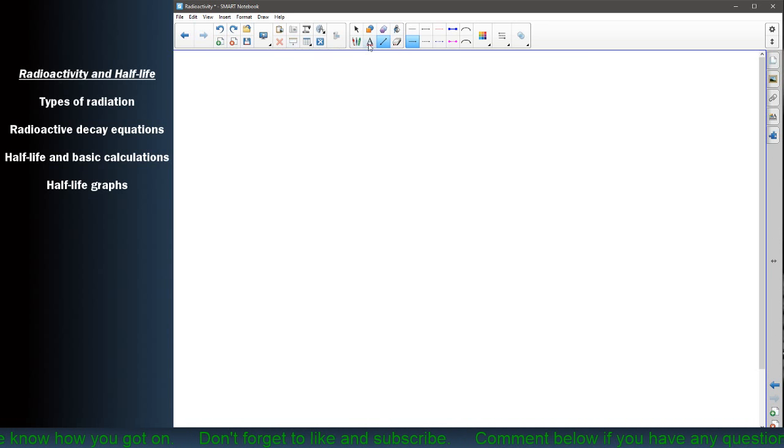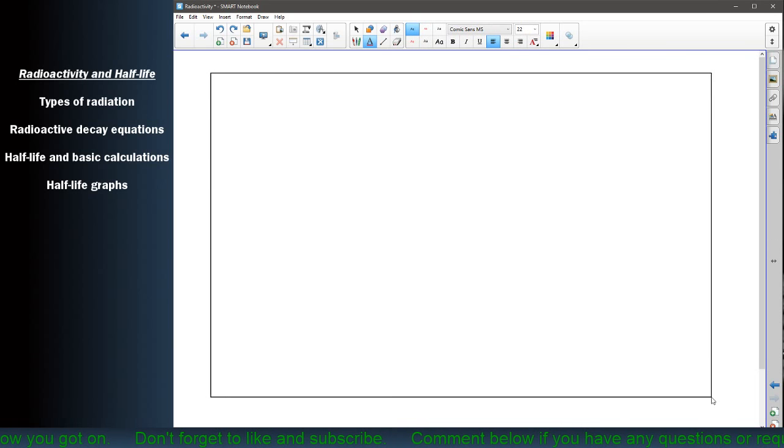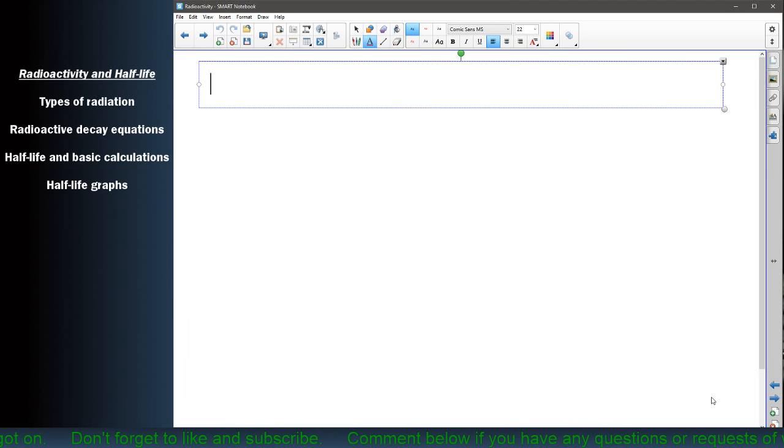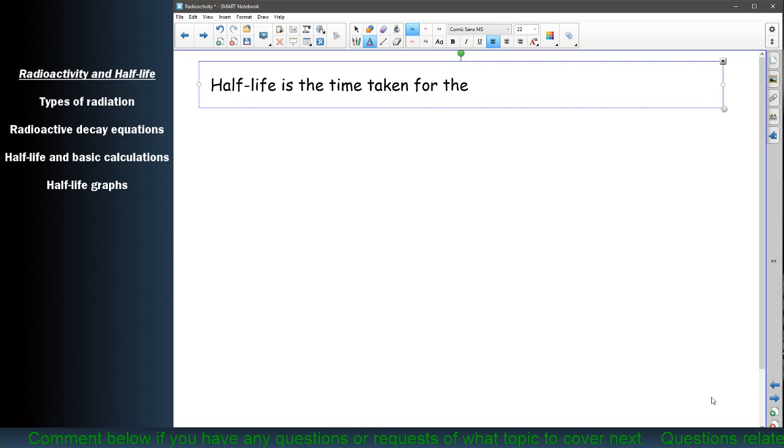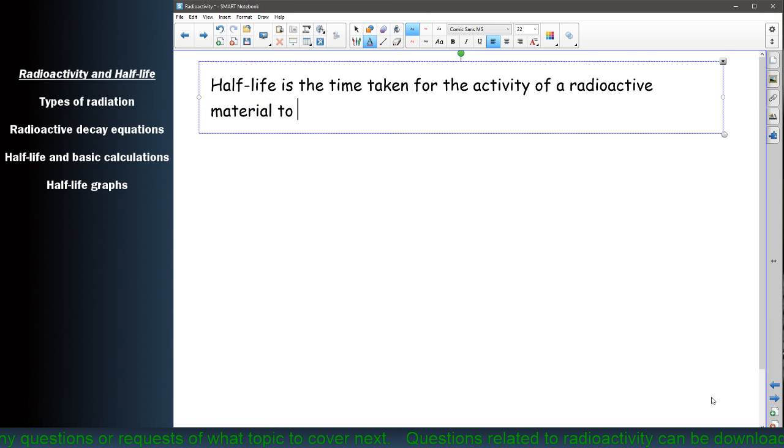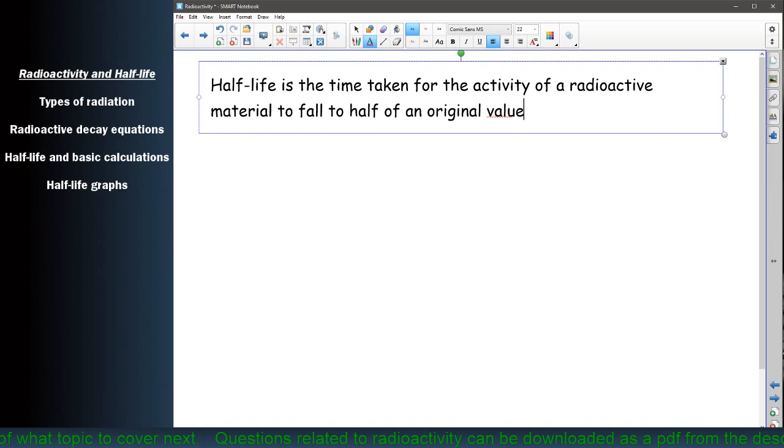Half-life is the time taken for the activity of a substance to fall to half its original value. I'm going to pop that on the screen because that is a definition that we have to know. So half-life is the time taken for the activity, and that's a word, of a radioactive material to fall to half of an original value. Let's unpack that for just a second.